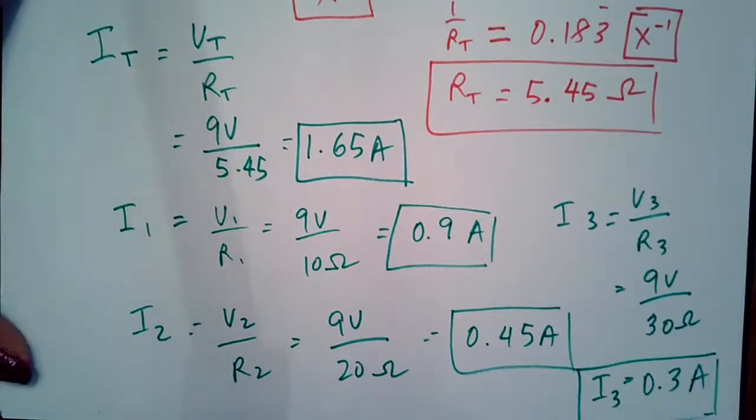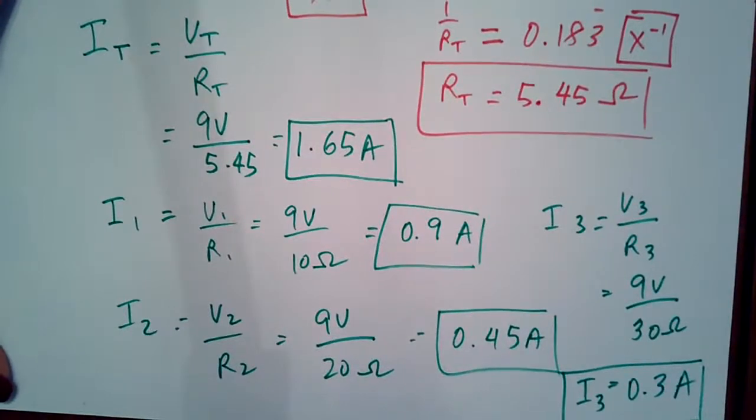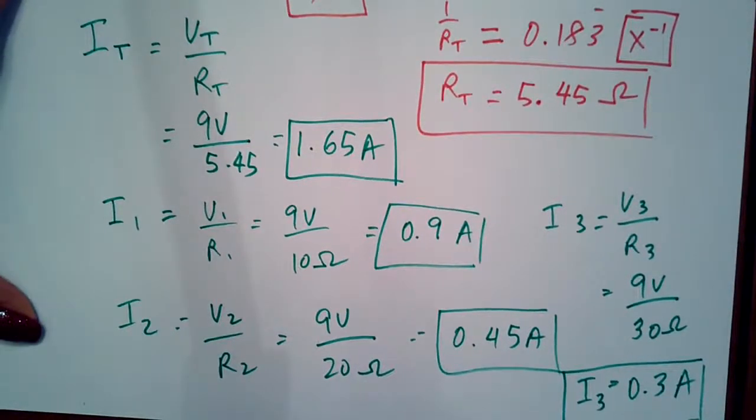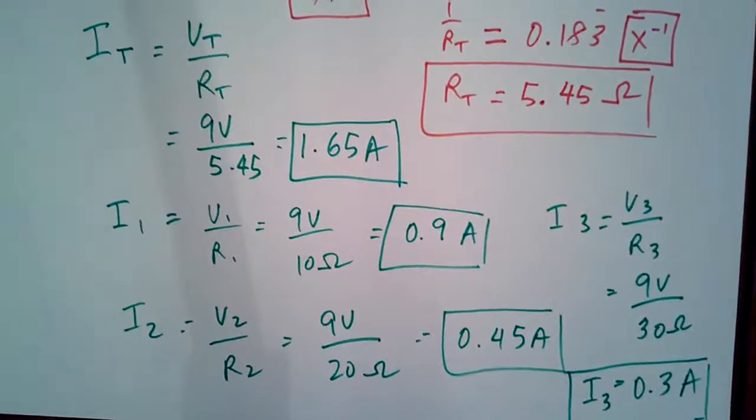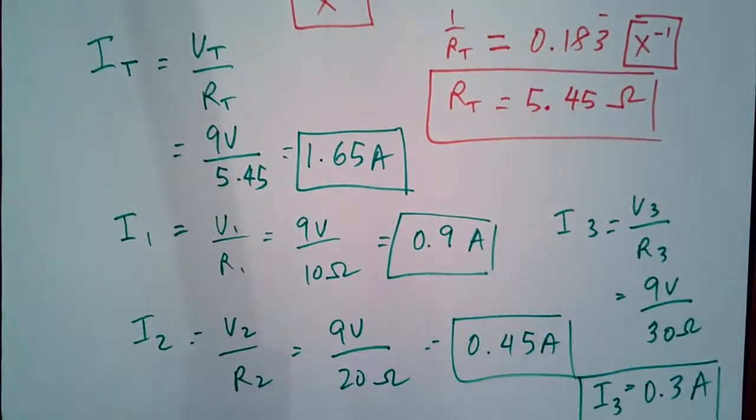Why is there the least amount of current going through this one? Well, because it has the highest resistance. The more you resist that current, the harder time it's going to have going through it because it's fighting back. So that is our circuit analysis.